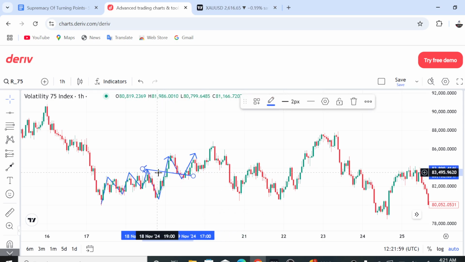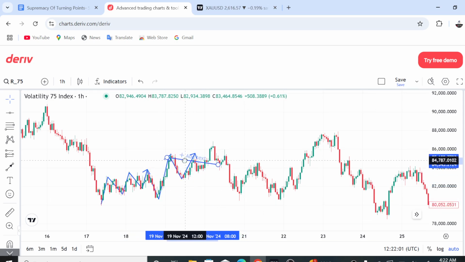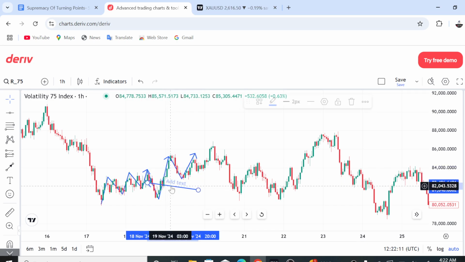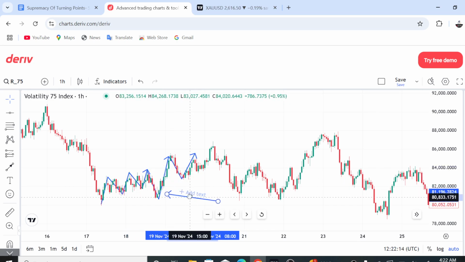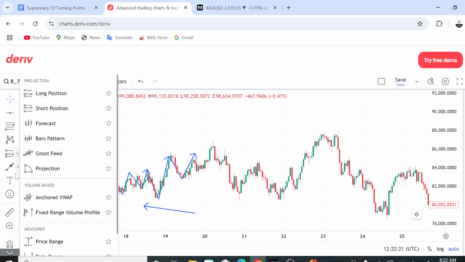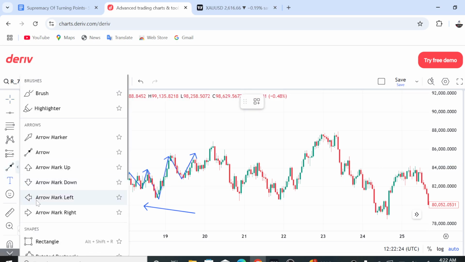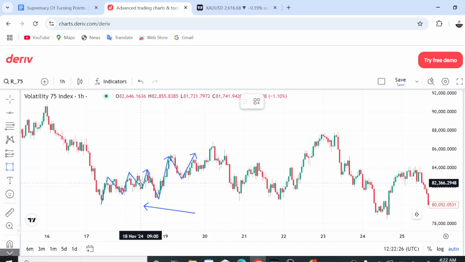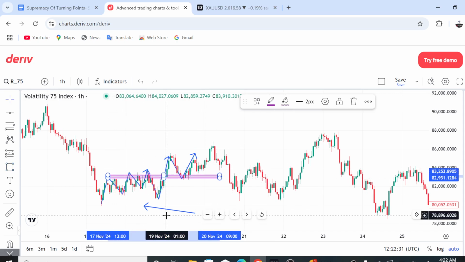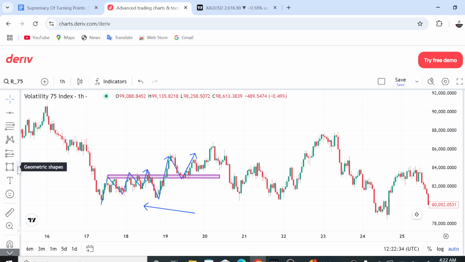Now you see there is a pullback. So as a wise trader, you'll be waiting for a pullback near what? Some order block or key level like support, because you are going to be buying. So you will notice that here the market actually broke this level, and then we have an order block here.